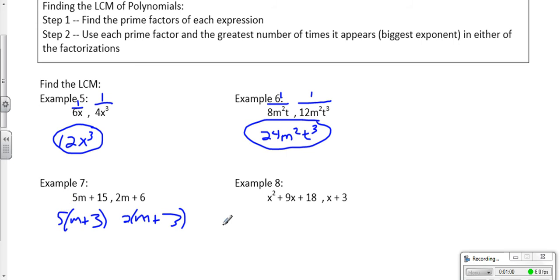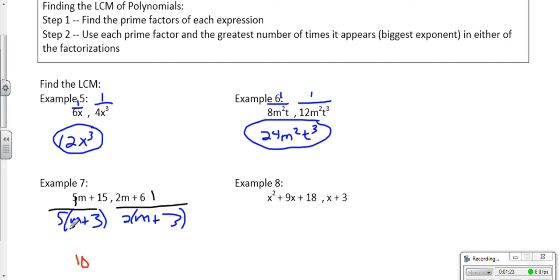Now, when you look at these two things, the question is, what is the least common multiple? Or again, if I made it two fractions, what's the common denominator going to be? Well, the 5 and the 2 are pretty straightforward. What can 5 and 2 both go into? And that's going to be 10.